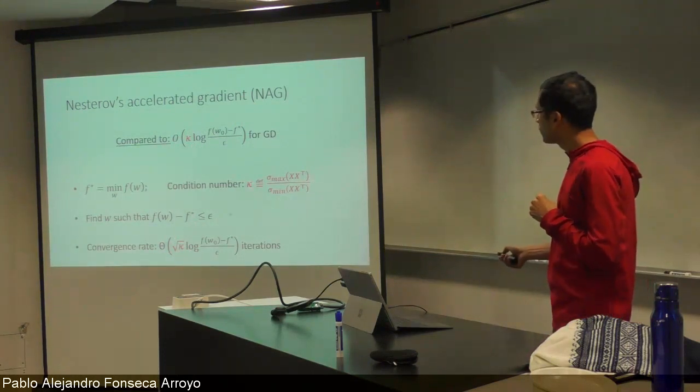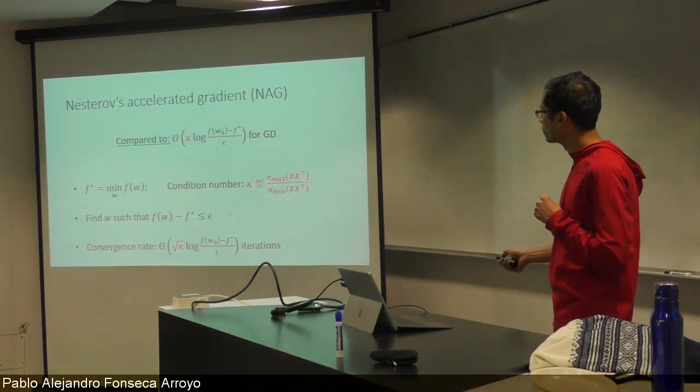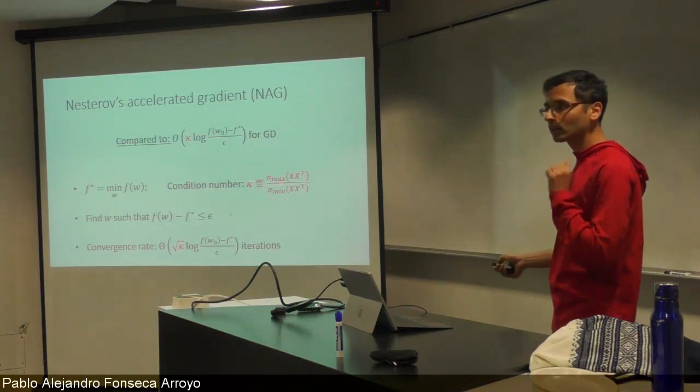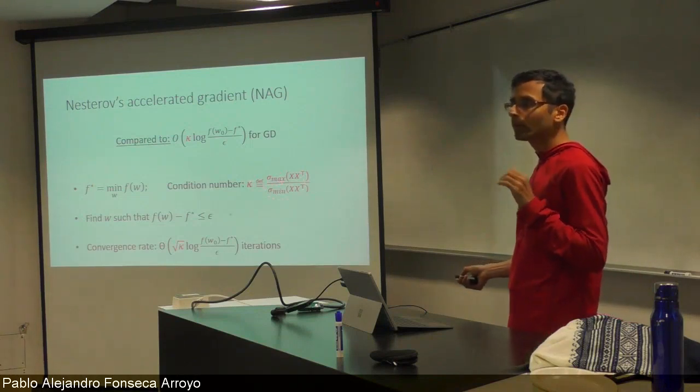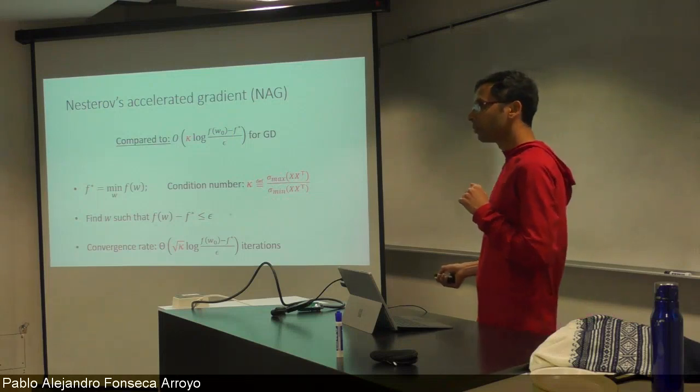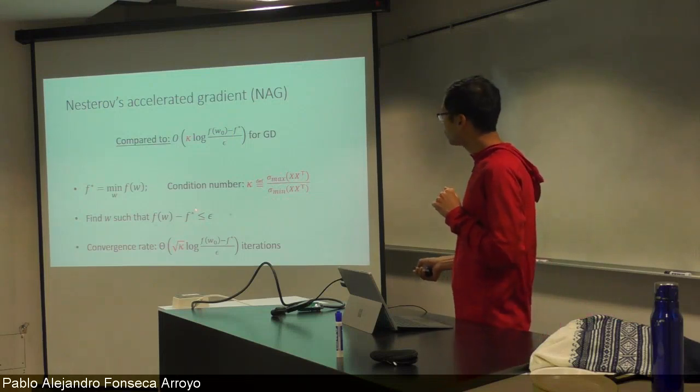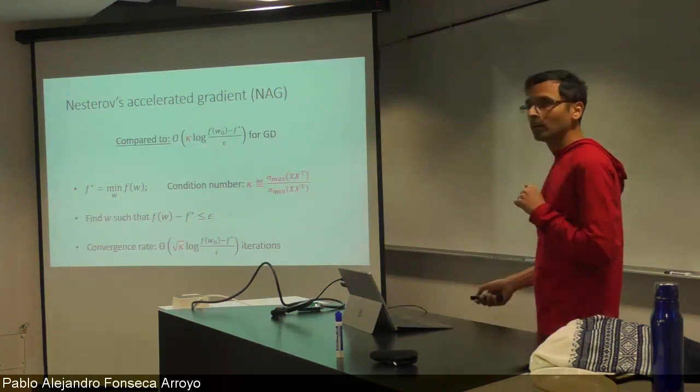And condition number is a quantity which is always greater than or equal to 1, because it's max over min. Square root kappa is always better than kappa. So the accelerated gradient method is always better than gradient descent.